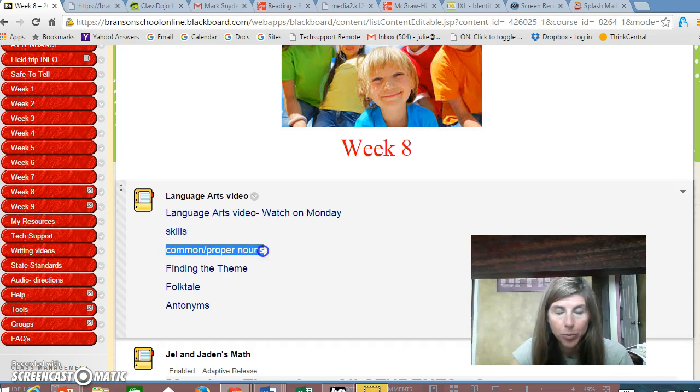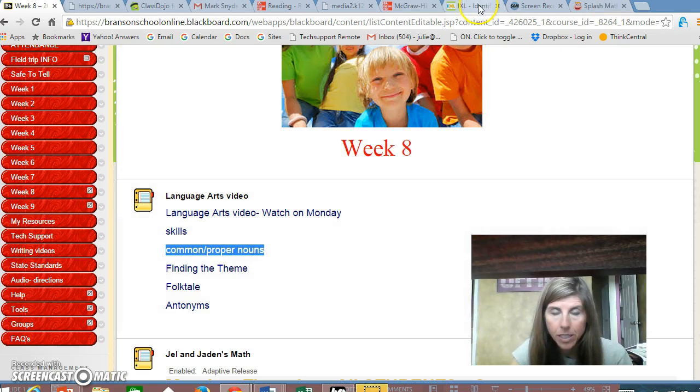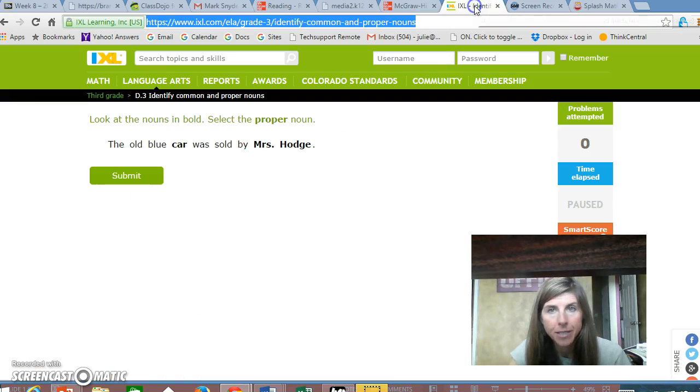So our first one is common and proper nouns. So let's take a look at the differences between a common and a proper noun. So there is a difference. A common noun would be a person, place, or a thing, just like you have learned in the past. And a proper noun would be a specific name. So instead of he, which would be a common noun, Mr. Hodge, or Jack, or John, those are proper nouns, so names.